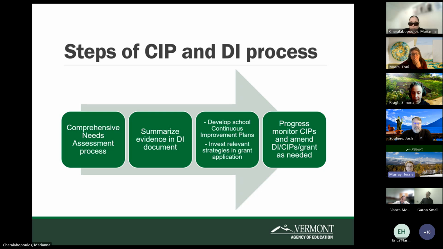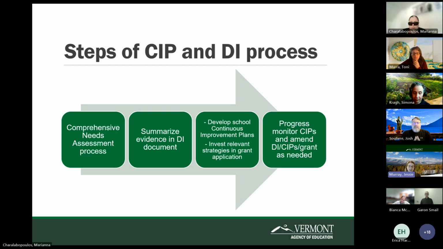Then the next step will be for the data and summarized needs to be documented as evidence within the data inventory document. So really that data inventory template is sort of that evidence document where you're going to put all of the summarized data and needs. Once you have documented that in your data inventory and done your needs assessment, the schools will then use that information to develop and revise the school improvement plans.